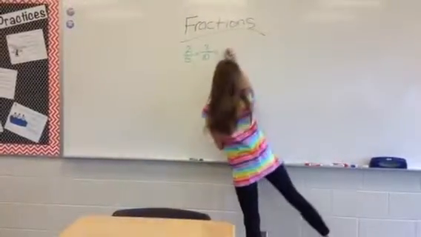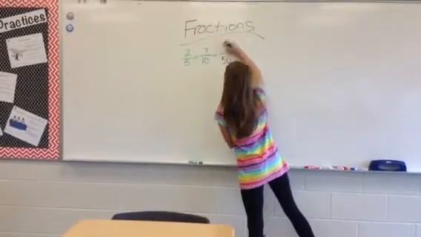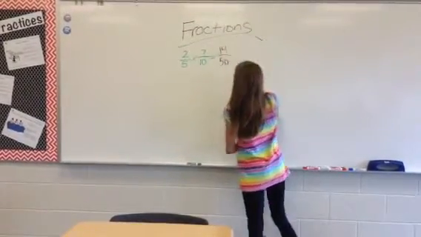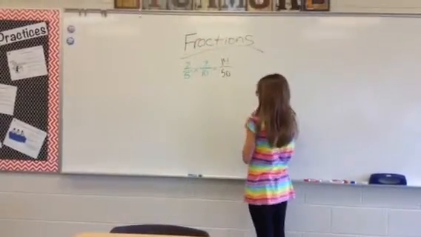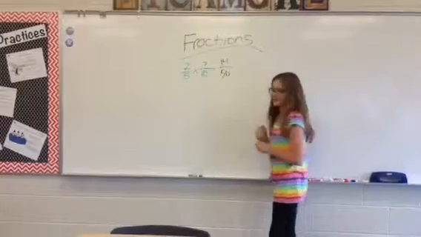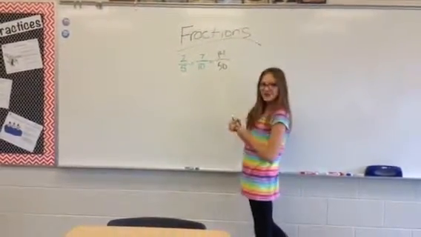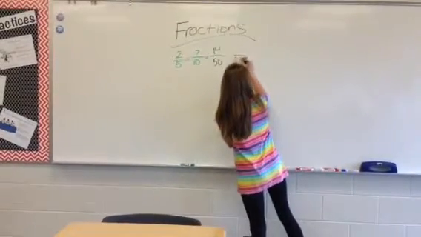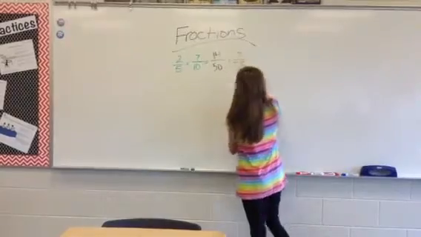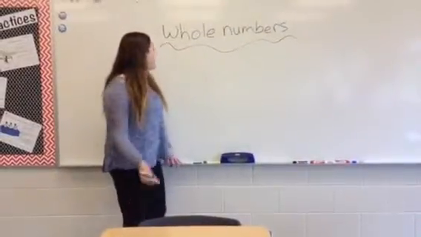So it would be 5 times 10, which is 50, and 2 times 7, which is 14. Then you can reduce this fraction, so you see what number goes into both of them and divide by that. So 2 goes into 50 and 14, so it would be 7/25.